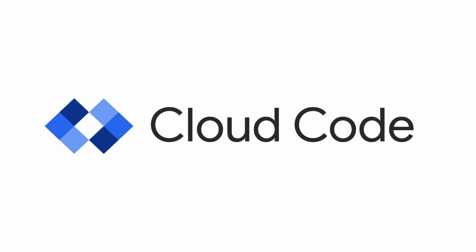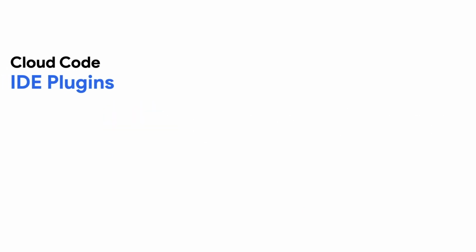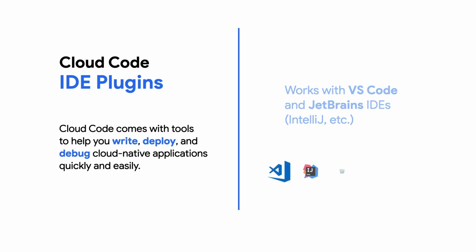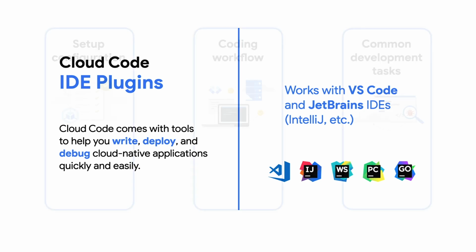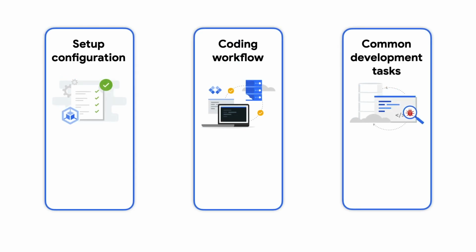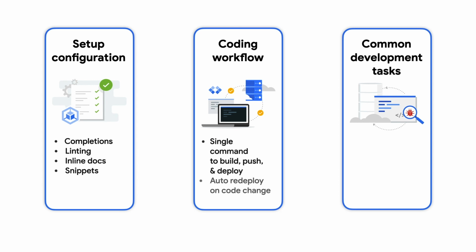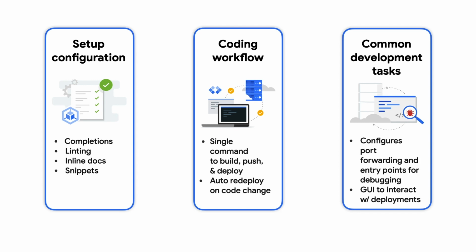That's why we built Cloud Code. Cloud Code is a set of development tools for Google Cloud that includes IDE extensions for Visual Studio Code and JetBrains IDEs such as IntelliJ. Cloud Code helps you author Kubernetes config with completions, linting, inline documentation, and code snippets. It automates the process of running and updating your code on Kubernetes, and so much more that we don't have time to talk about it all today. To get started with Cloud Code, download it from your favorite IDE's extension marketplace.